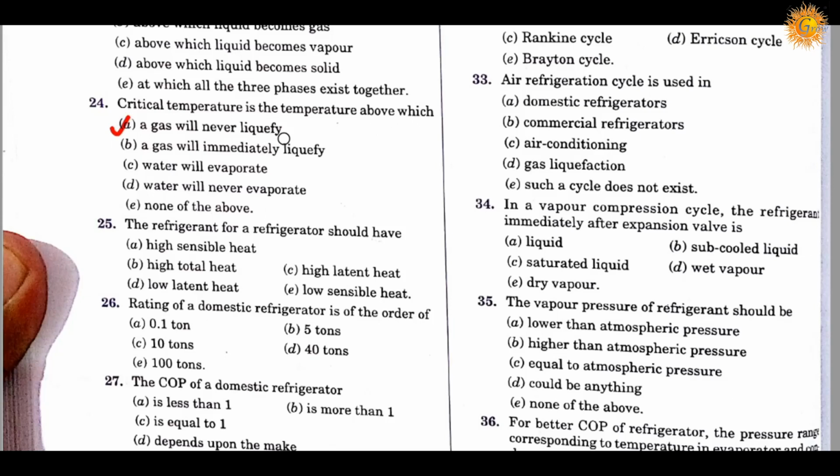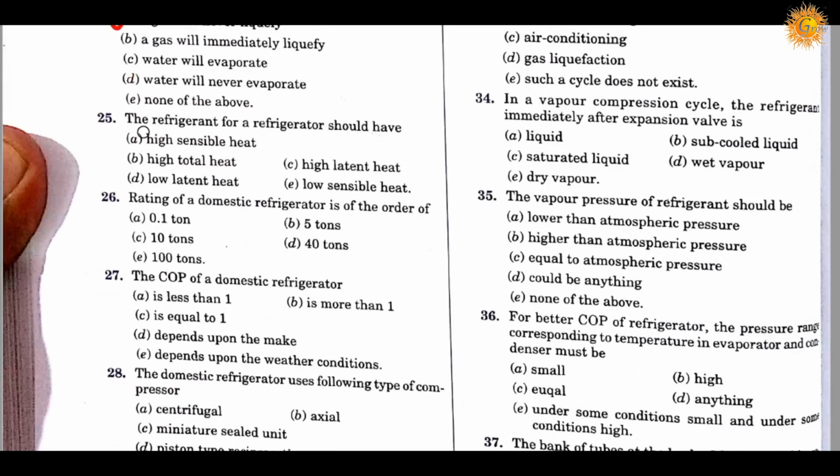Question number 25. The refrigerant for a refrigerator should have, option A, high sensible heat. Option B, high total heat. Option C, high latent heat. Option D, low latent heat. And option E, low sensible heat. So the correct answer is C, high latent heat.